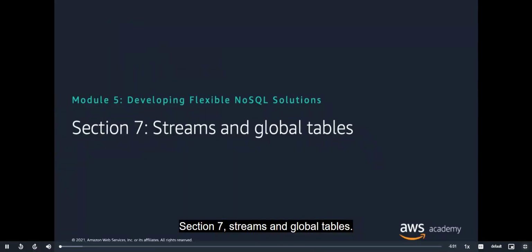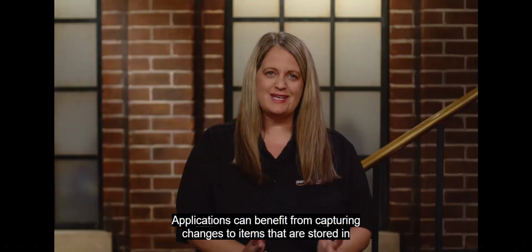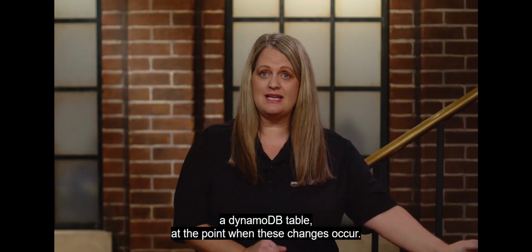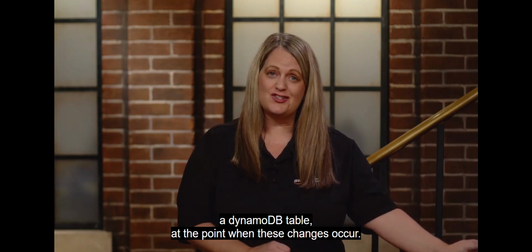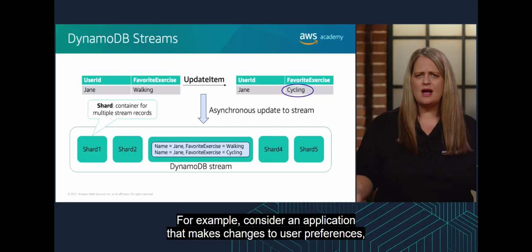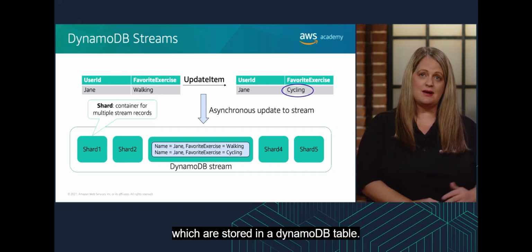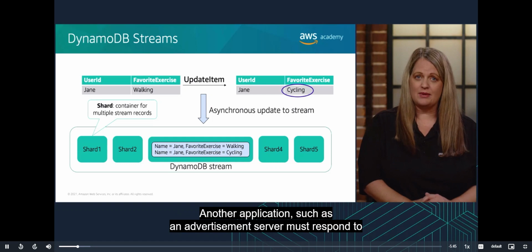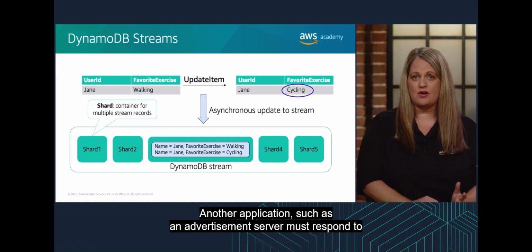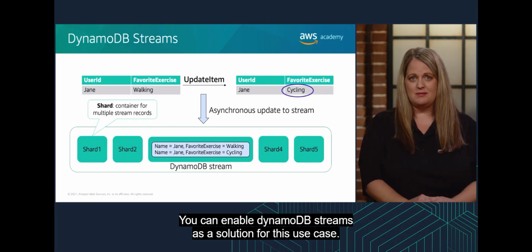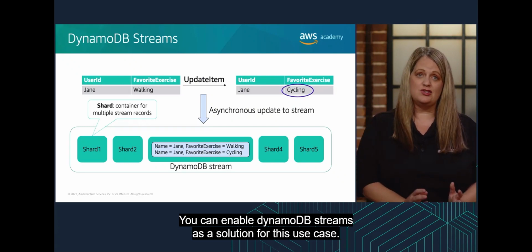Section 7, Streams and Global Tables. Applications can benefit from capturing changes to items that are stored in a DynamoDB table at the point when these changes occur. For example, consider an application that makes changes to user preferences, which are stored in a DynamoDB table. Another application, such as an advertisement server, must respond to the new preferences and present different advertisements. You can enable DynamoDB streams as a solution for this use case.